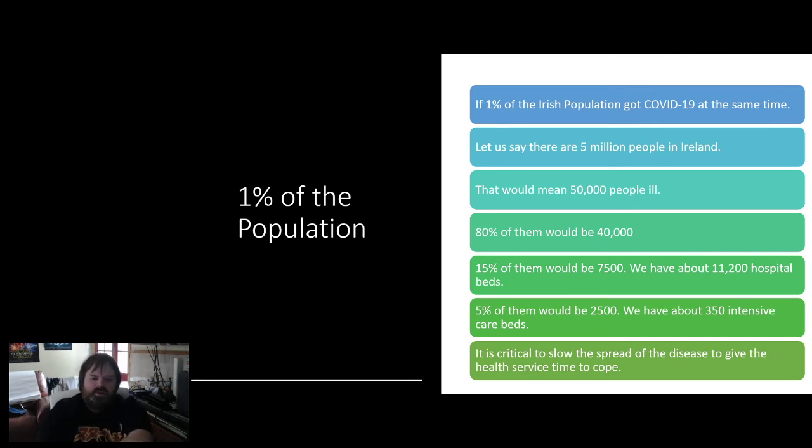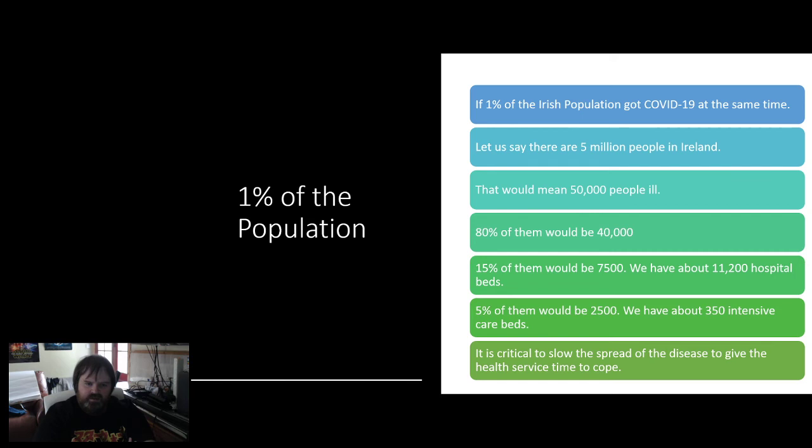Let's say 1% of the Irish population got COVID-19 at the same time, so 1% were sick simultaneously. We'll say there's 5 million people in Ireland, there's actually 4.92, but let's say there's 5 million people for easy maths. That would mean that 50,000 people would be sick. Now, at the end of the month, projections are 15,000 people will be ill.